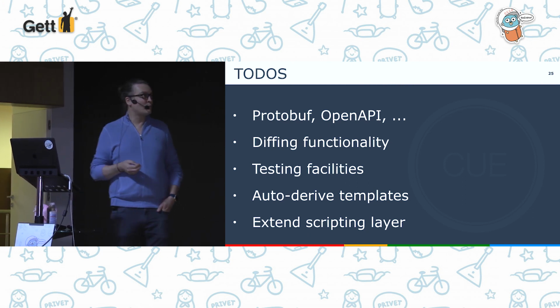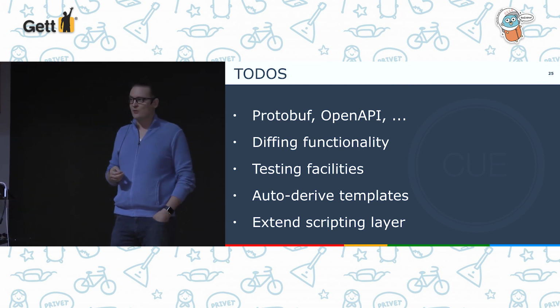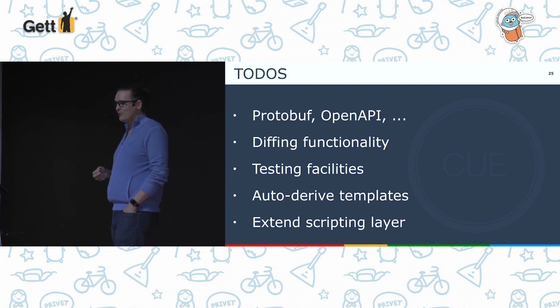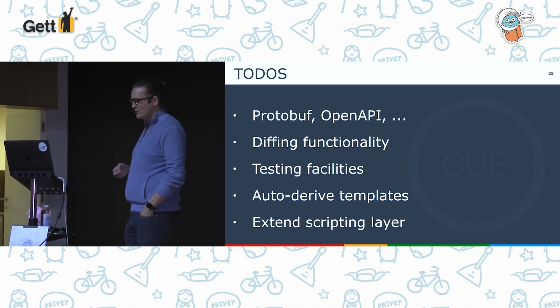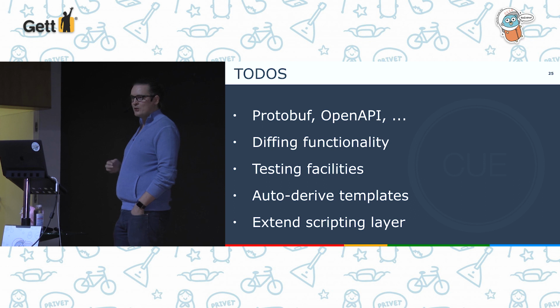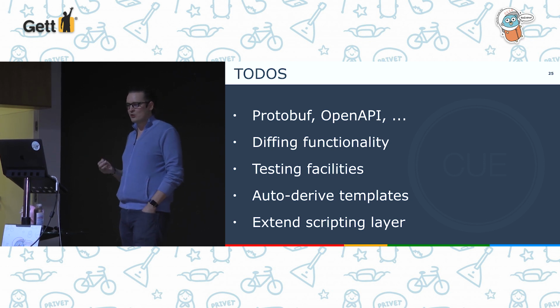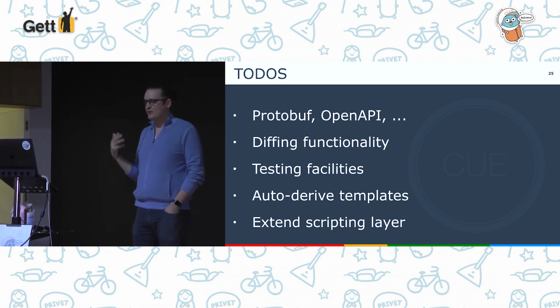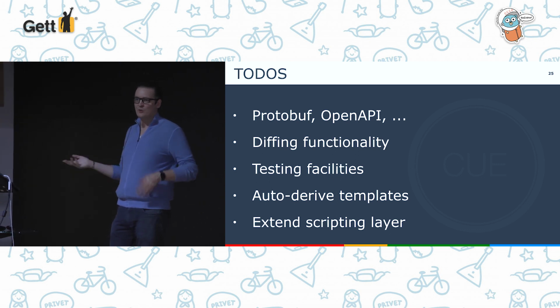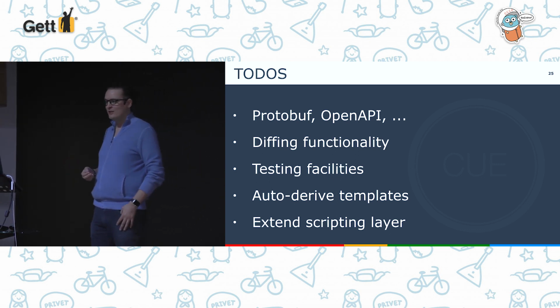So this is quite a new project. There are a lot of things to do. Things that people at Google are jumping for are protobuf support, and I think outside also. Kubernetes is moving more to OpenAPI, so this is a good thing to support. We need diffing functionality and testing functionality. If you test large code bases, why not data, right?